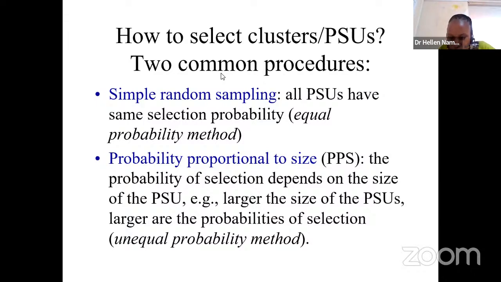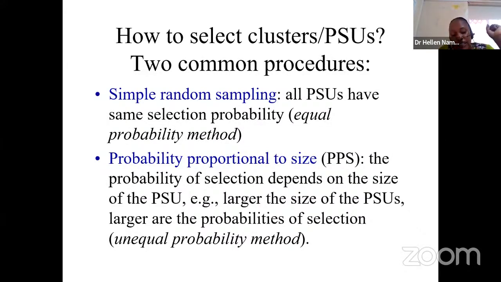Why probability proportional to size? Because you want to get a clear representation of your sample. Probability proportional to size implies that the probability of selection depends on the size of your primary sampling units. In the sense that if you've got a cluster with a large size of primary sampling units, then the probability of selection will be higher in that group compared to where the size is very small. So that is the PPS, probability proportional to size.